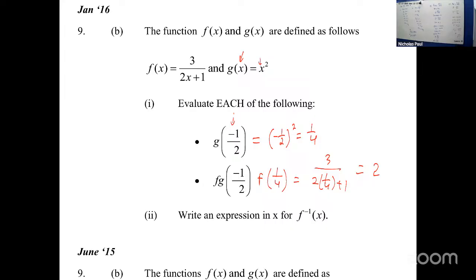Okay, you have 2 minutes to fix the inverse. Anybody else get those answers, a quarter and 2? Very good. Good job. Now find the inverse. Follow all these steps and find the inverse.